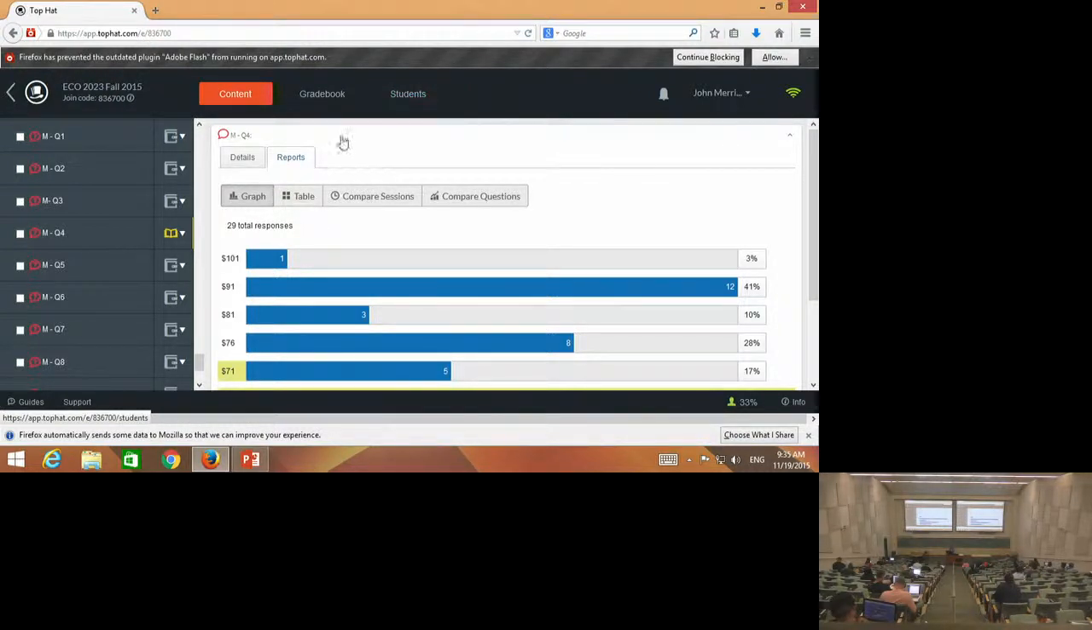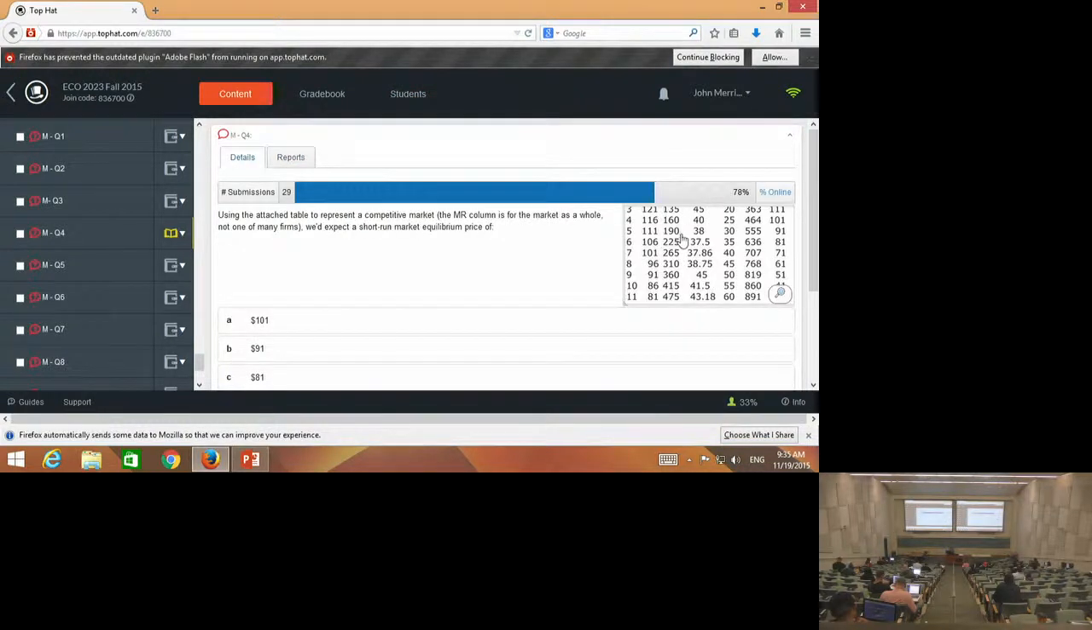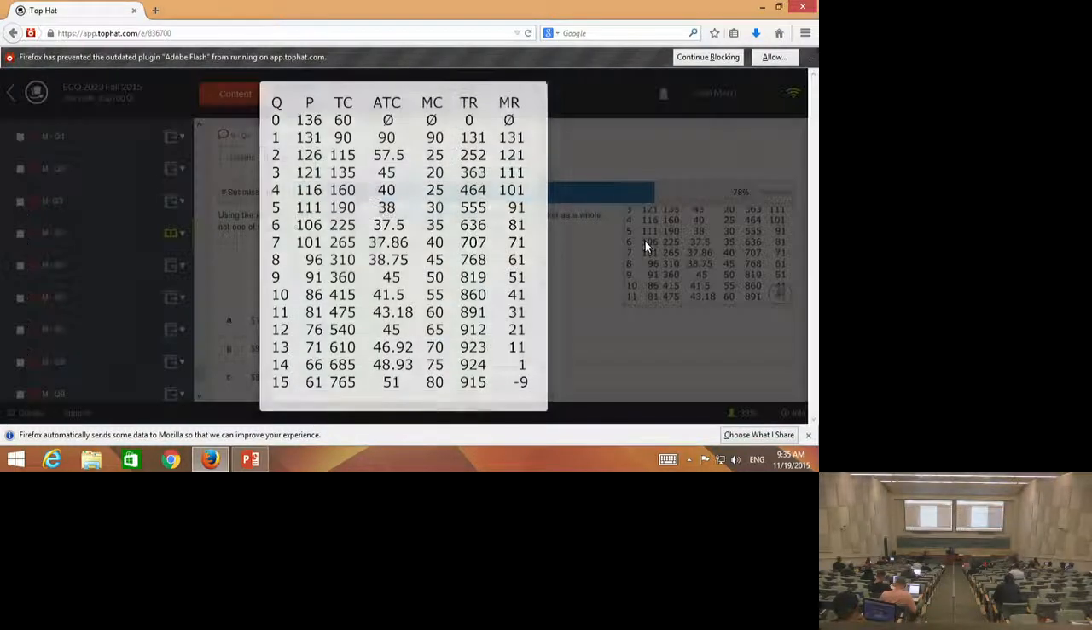Let's go back to the numbers here. See, at 91, you're thinking, okay, marginal revenue. Quantity 9, where the price is 91, marginal revenue 51, marginal cost is up. But 51, that's for the whole market, not for a single firm, unless there is only one firm.